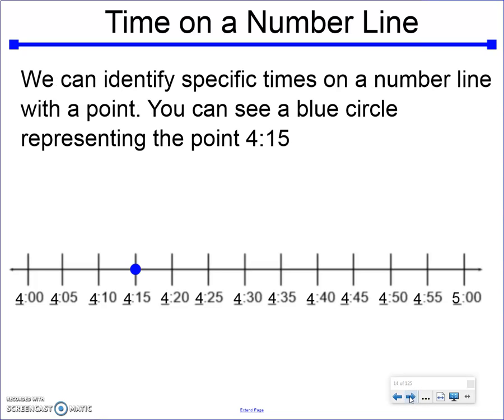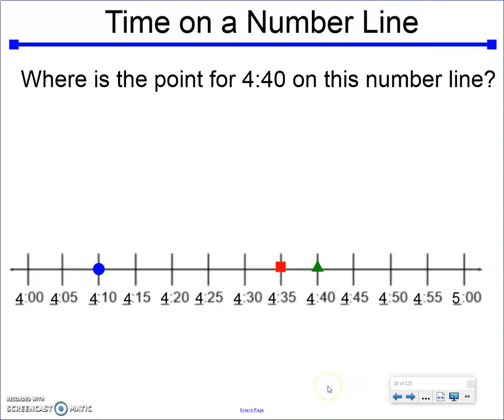We can identify specific times on a number line with a point. You can see a blue circle representing the point 4:15. Here you can see a red rectangle representing the point for 5 o'clock. Here there are 3 points, a blue circle, a red rectangle, and a green triangle. Where is the point for 4:40 on this number line?